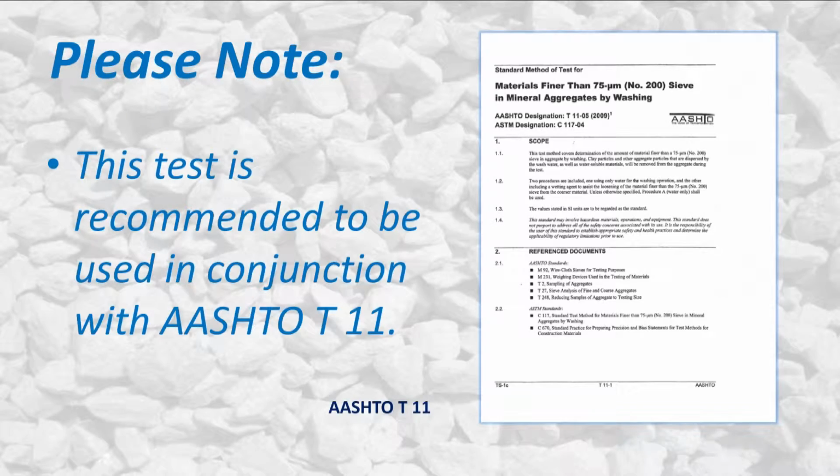Please note the following. Accurate determination of material passing the number 200 sieve cannot be made with this test alone. This test is recommended to be used in conjunction with AASHTO T27 to determine the amount of material finer than the number 200 or 75 micrometer sieve.